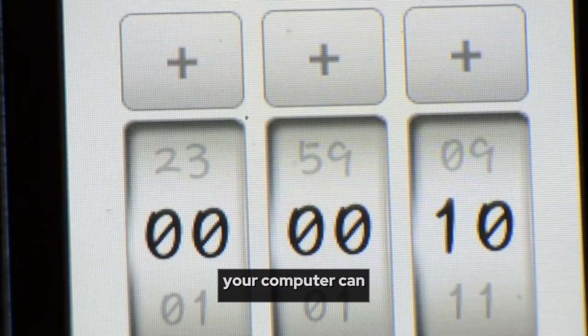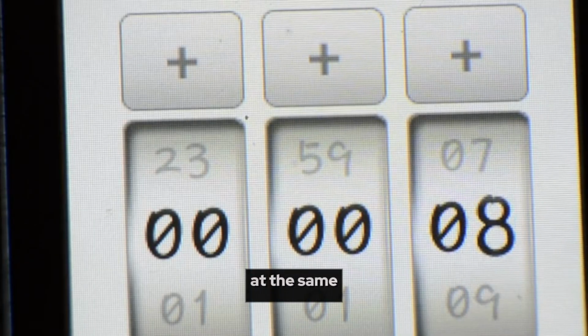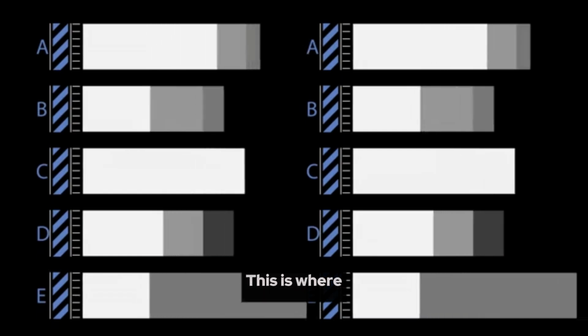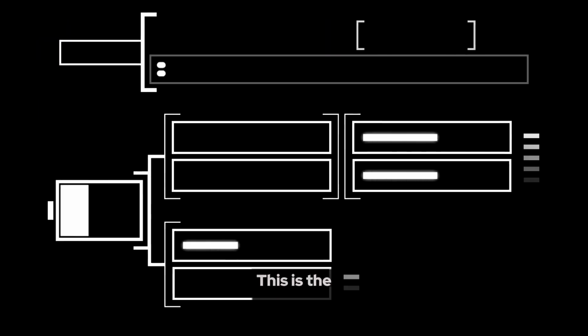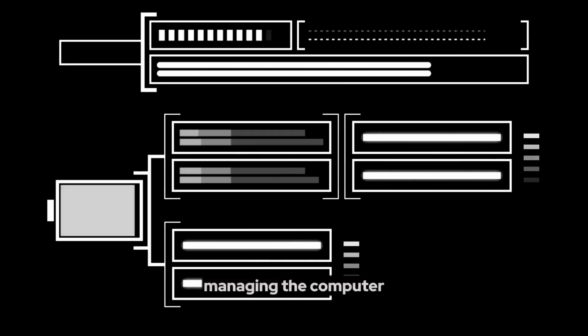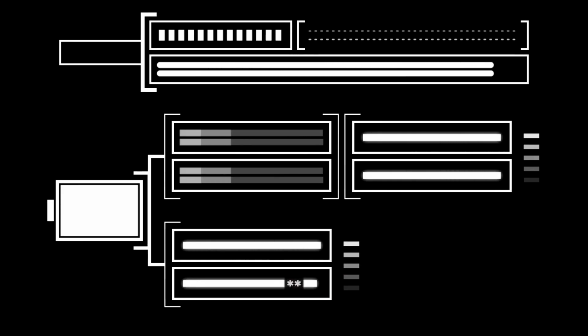Memory management and multitasking. Ever wondered how your computer can run multiple programs at the same time without crashing? This is where memory management and multitasking come in. Memory management. This is the OS's job of efficiently managing the computer's random access memory, RAM.